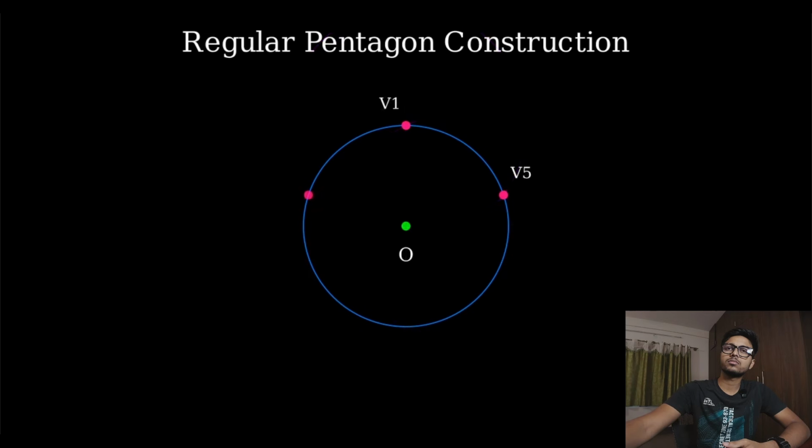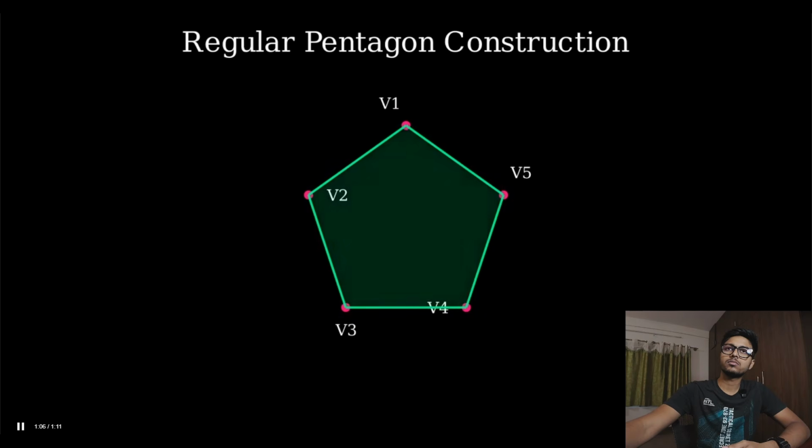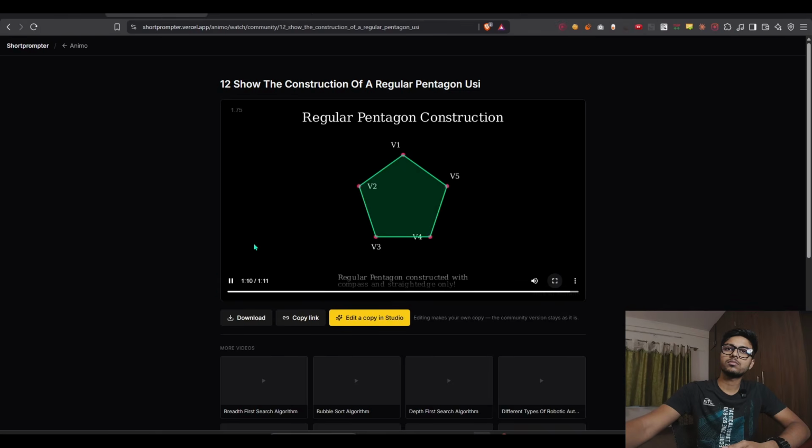Continue this process, using the compass to mark equal distances around the circle, finding vertices V2, V3, and V4 to complete our 5 pentagon vertices. Let me show you the remaining vertices. Finally, we connect the 5 vertices V1, V2, V3, V4, and V5 in sequence to form our regular pentagon. The construction is complete. This elegant method uses only compass and straight edge.